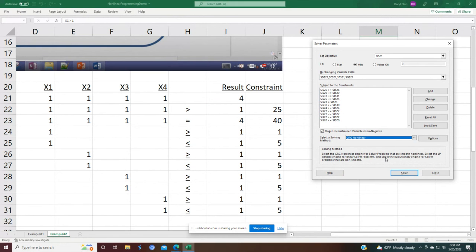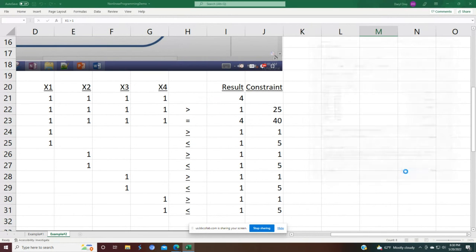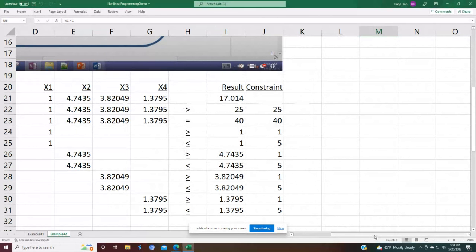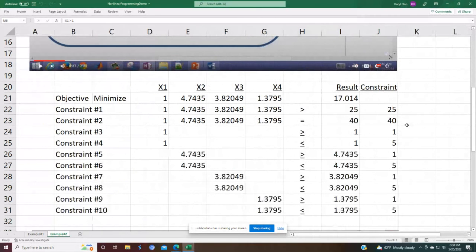I think everything is okay now. So let's hit solve. We hit okay. So for this nonlinear programming problem, given the objective function and given the constraints, x1 is equal to 1. x2 is equal to 4.74. x3 is equal to 3.82. x4 is equal to 1.38. This is going to give us a value of the objective function of 17.014.